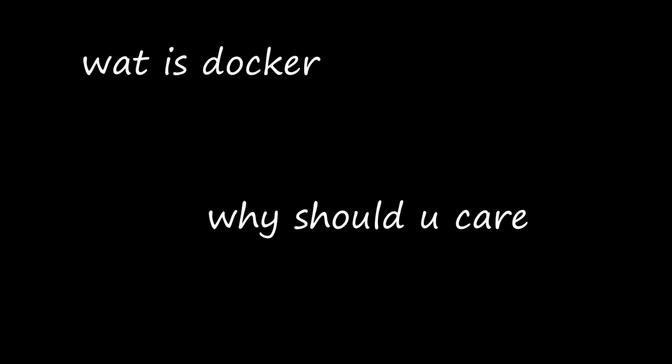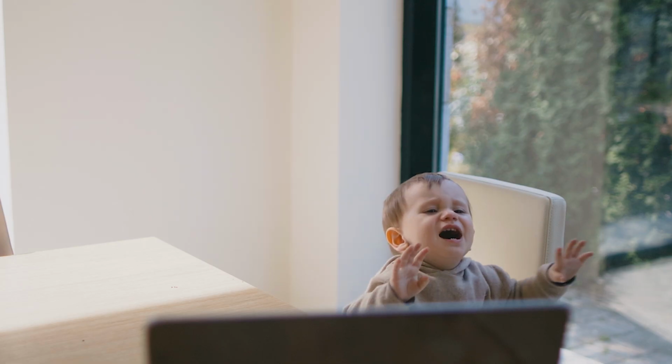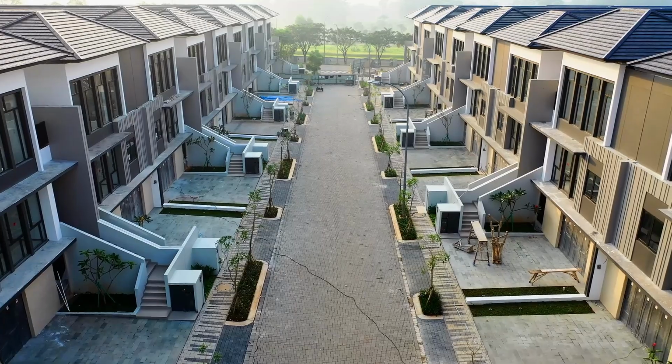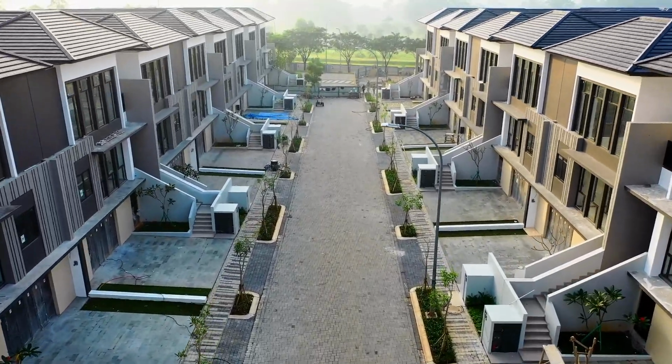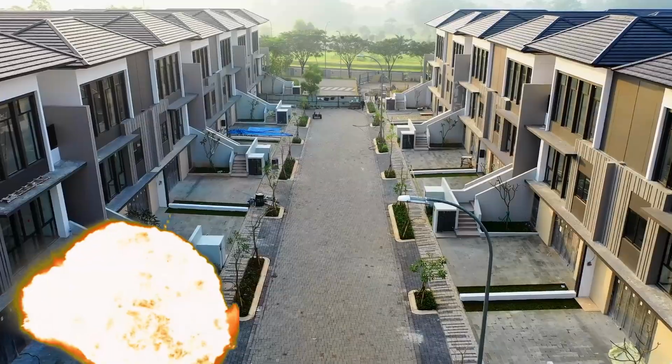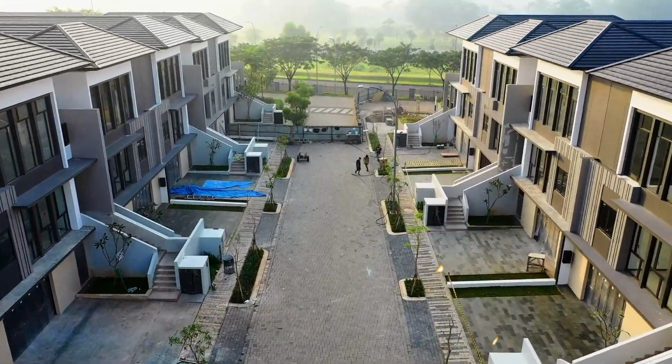Okay, so what the hell is Docker? Imagine you're trying to run different programs on your computer, but each program is that one friend who has very specific dietary requirements. Program A needs Python 3.8 and Program B needs Python 3.9, and they both throw a tantrum if they have to share the same environment. Docker is basically like giving each program its own little apartment. They get everything they need, they can't mess with each other, and if one decides to have a mental breakdown and crash, it doesn't take down your entire system. It's like having roommates but without the passive-aggressive notes about dirty dishes.